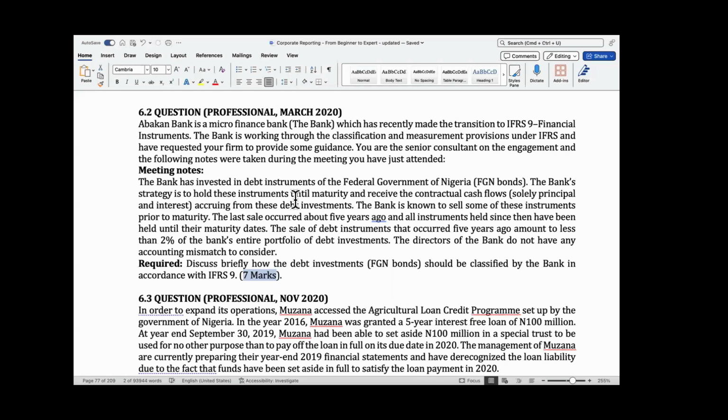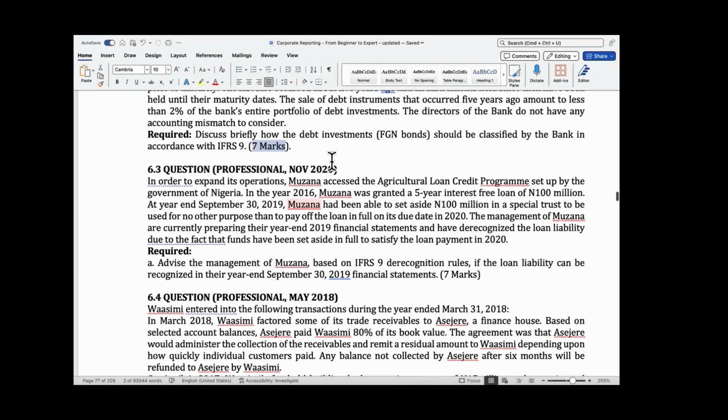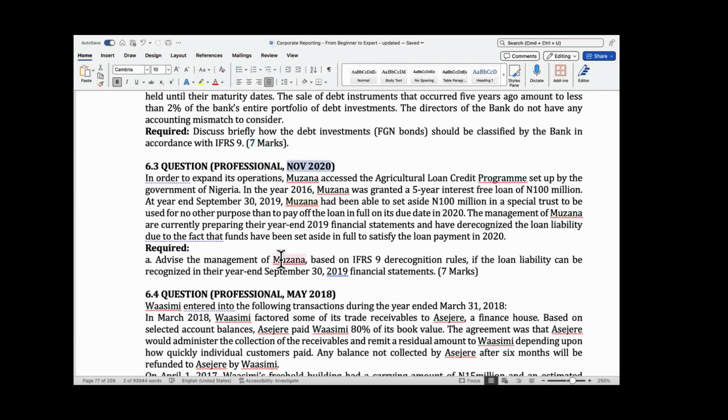So this one was in March during the COVID period. And there was another one in November. If you look at the requirements, they say you should advise the management of Muzana, based on IFRS 9 recognition rules, if the liability can be recognized in their year end September 2019 financial statements.